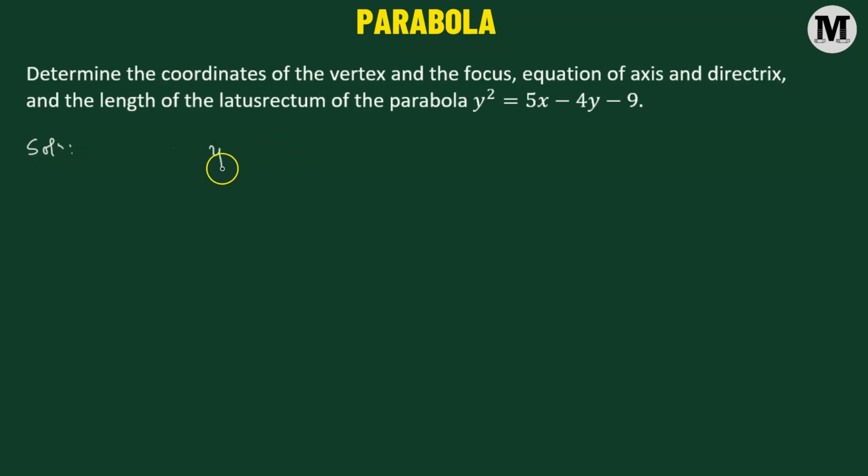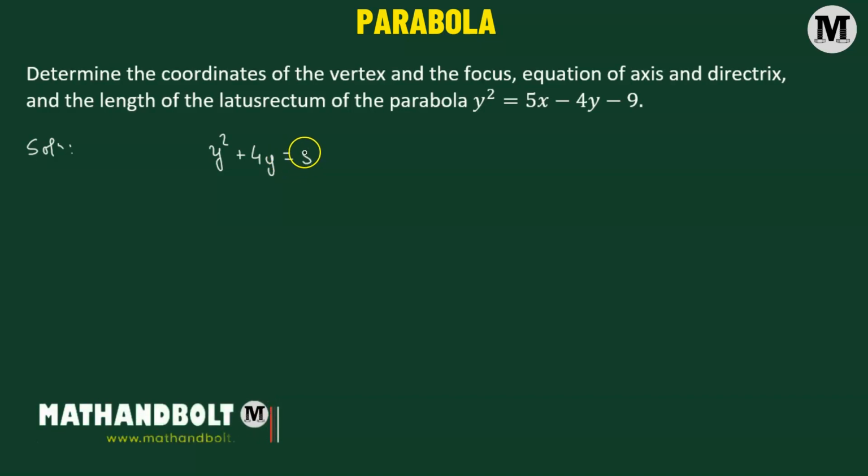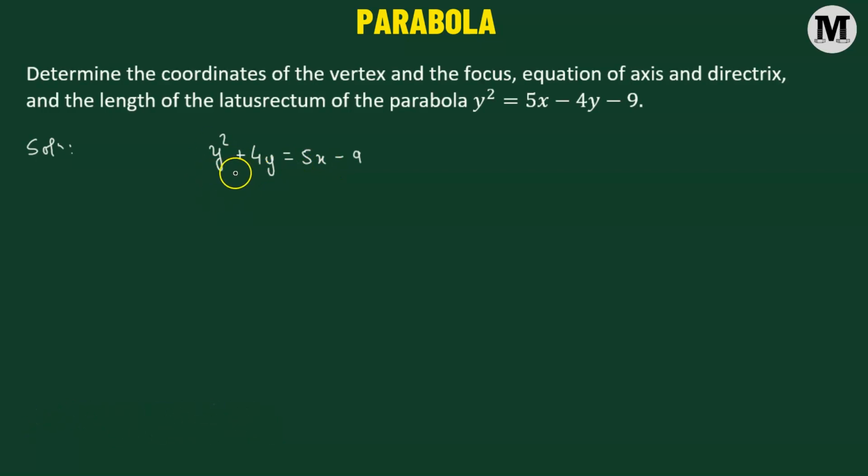What we'll do, we'll take y squared and we're going to transpose negative 4y from the right hand side to the left hand side to get positive 4y. So that will be equal to 5x minus 9. The reason why we transpose 4y from the right hand side to the left hand side is because we are going to convert the two terms y squared plus 4y into a perfect square by completing the square.